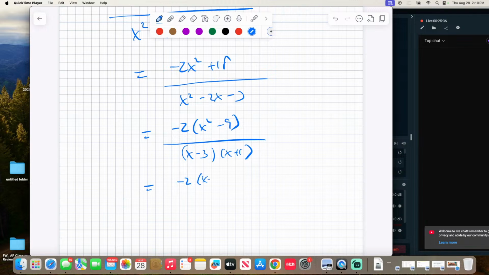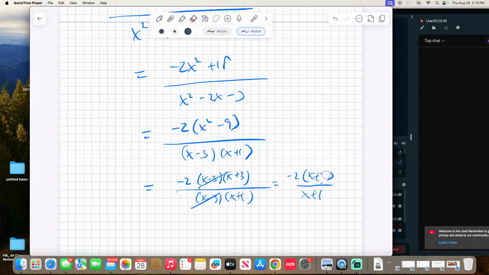And that's going to be x minus 3, x plus 3 over x minus 3 and x plus 1. And cancel, -2 times x plus 3 over x plus 1. Does that make sense? So that's why I say I can do that.